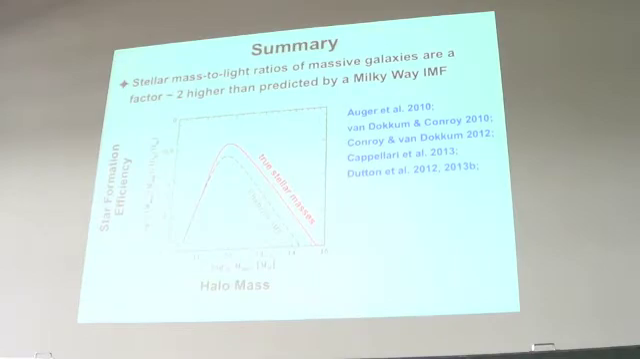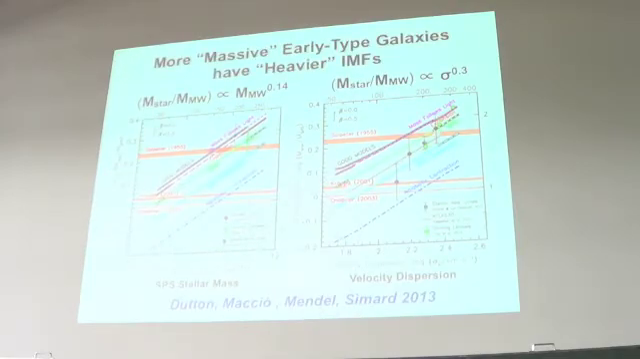Okay, so the summary. Mild contraction model works. Huh? Mild contraction model. Yeah, in the massive galaxies it works. Mild contraction, yeah. Well, it's just halfway between no contraction and adiabatic.